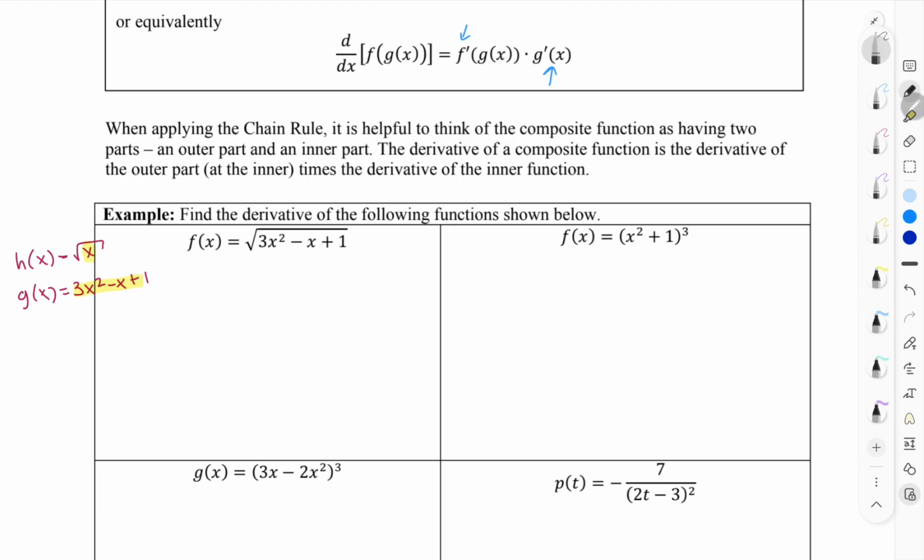It can also be helpful to write these things as a power, because then that allows me to more easily apply the power rule. So f of x here is this whole quadratic, 3x squared minus x plus 1, all to the power of 1/2. I'm going to do that power of 1/2 first. So I'm going to take the derivative of h of x first, which is just using the power rule here. So I bring that power down.